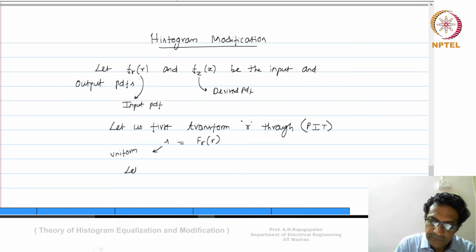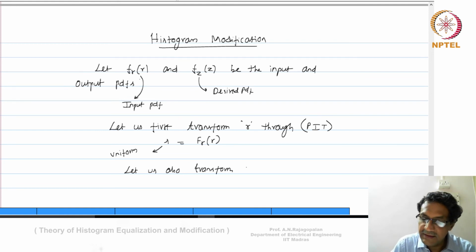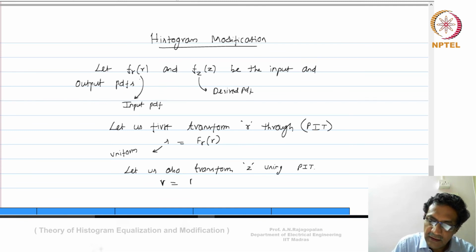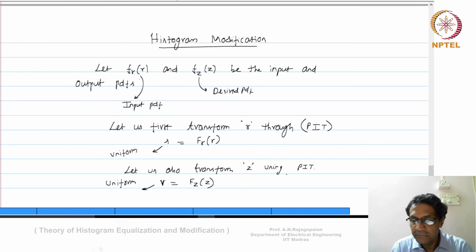Let us also transform Z using PIT, which then means that we get some other variable. Let's say v. This is not r, this is v, and let's say v is fz of z. So now v is also uniform, since you've applied a PIT on z. So v is uniform, and s is also uniform.